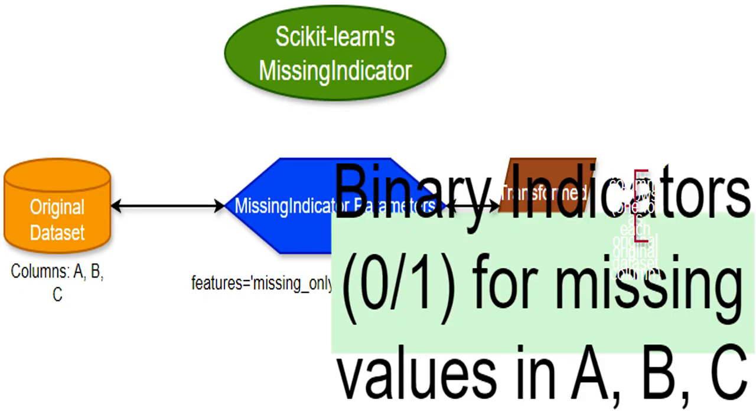I get 3 new columns in the transformed array. Each new column corresponds to one of my original columns, A, B, C, and indicates whether there was a missing value in the original column for that row. It's important that these are additional columns. Missing indicator does not modify the original columns themselves. It creates new ones showing where missing values were.